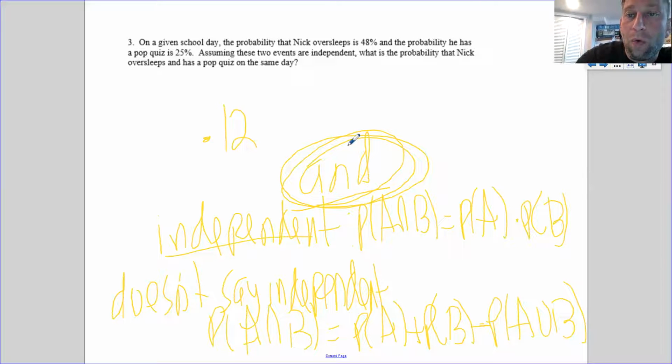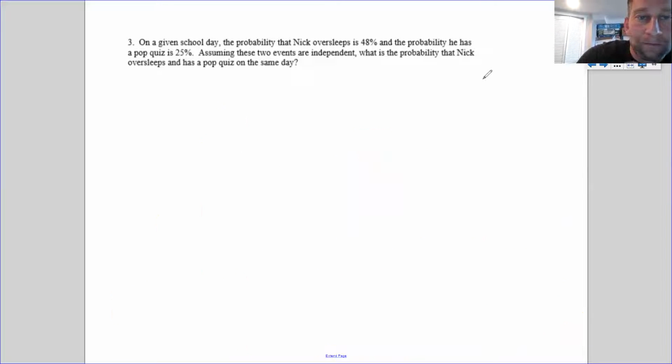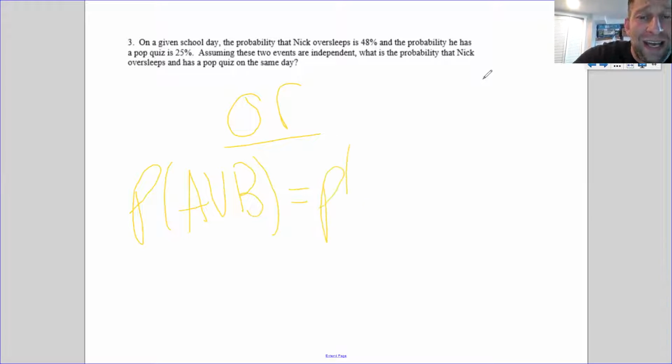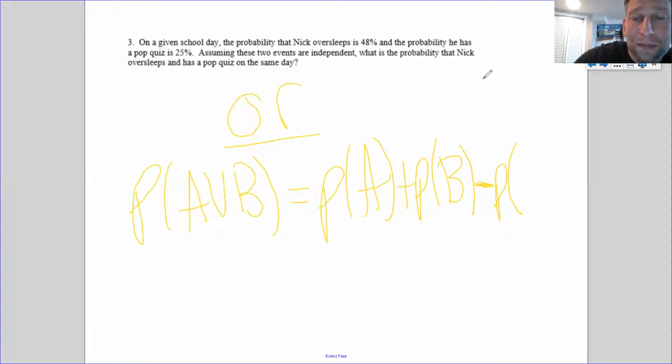And then or, there's only one formula. It's the same as the and formula. It's just the and and the or are switched. P of A or B equals P of A plus P of B minus P of A and B. That's it. All right, let's move on.